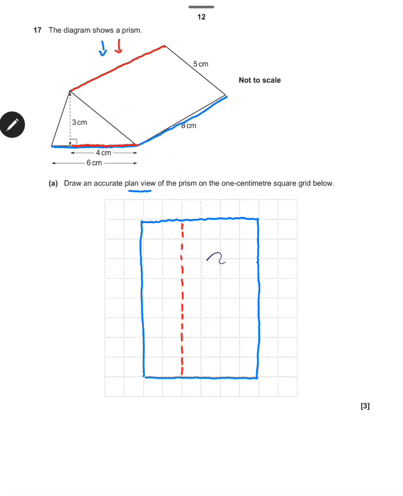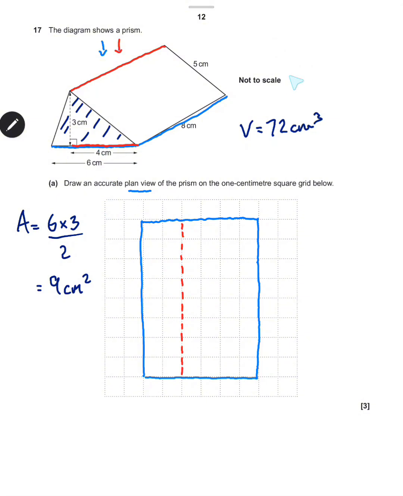Part B of this question shows that the volume is 72 centimeters cubed. Well, volume of a prism comes from the area of the front, or the area of the cross section, and that's a triangle. So I'm going to do area first. Area equals base times height, 6 times 3, then divided by 2. 3 sixes are 18, and 18 divided by 2 is 9. So the area of that triangle is 9 centimeters squared.